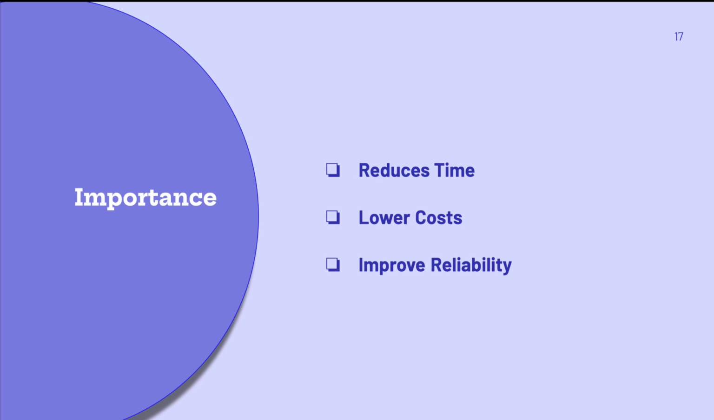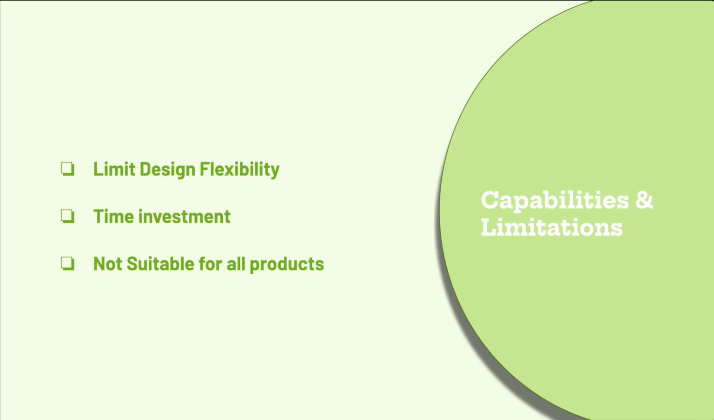So the importance of designing for assembly is that it's going to reduce the time, it's going to make the production more efficient. It's going to lower your cost because you're not having to pay for as much time of the laborers and things like that. And it's going to improve reliability because you're trying to reduce the number of mistakes made during assembly. And some limitations of this is that it's going to limit your design flexibility. You'll have to maybe change some parts to be easier assembled. Again, it has more time investment on the design side, and it's not suitable for all products. Some products may not need any assembly at all.